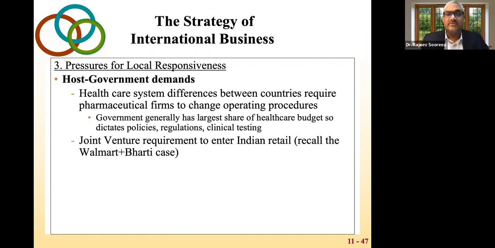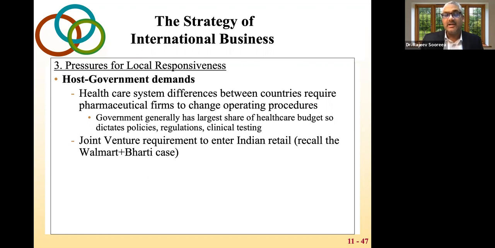Now, the government generally has the largest share of the healthcare budget. So they can dictate the policies, rules, laws and regulations, and clinical trials and testing and so on, right? So the government may demand that you behave in a certain way, that you follow certain rules and regulations. In India, for example, it's very difficult for large companies to just go into the retail sector. They do not want large companies to come in the retail sector in India.